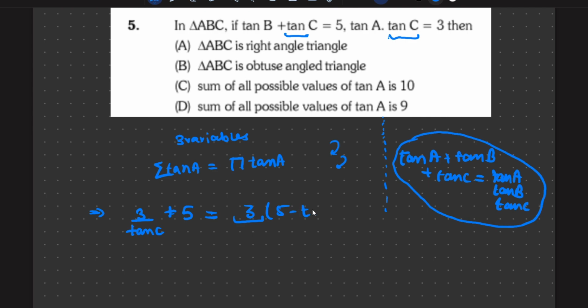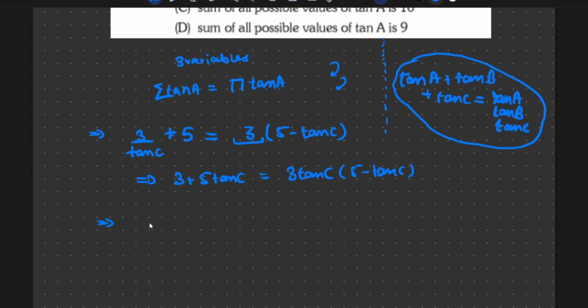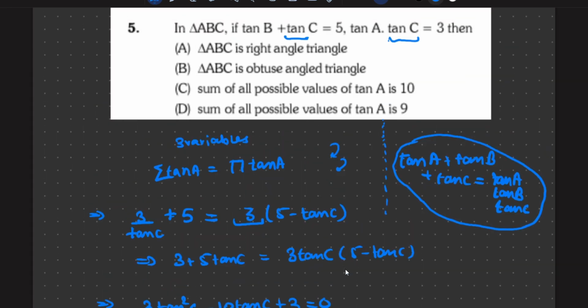Okay, so are you able to see that we will get a quadratic over here? So let us do the calculations and find the value of tan C. This is equal to 3 tan C times 5 minus tan C. Okay, so from here we get a quadratic something like 3 tan square C minus 10 tan C plus 3 is equal to 0. Okay, so from here the roots of this equation come out to be tan C is equal to 3 comma 1 by 3.